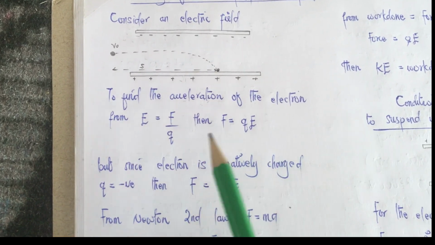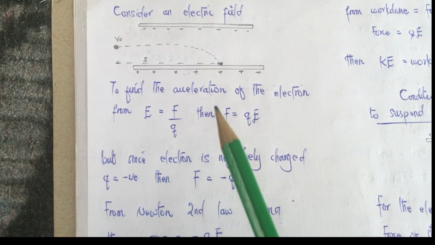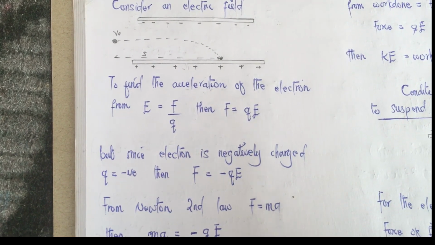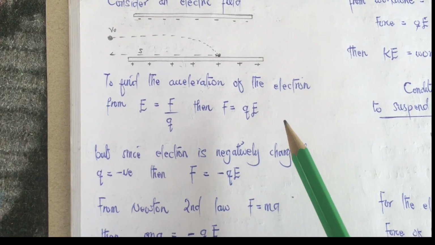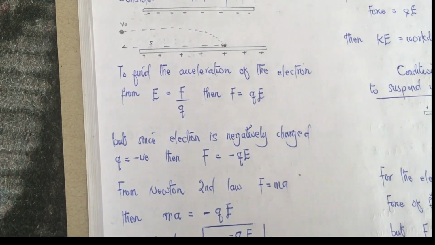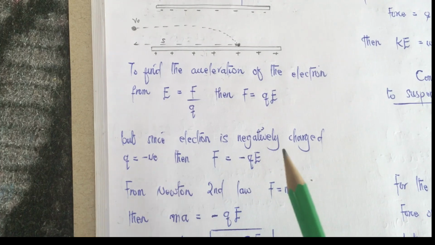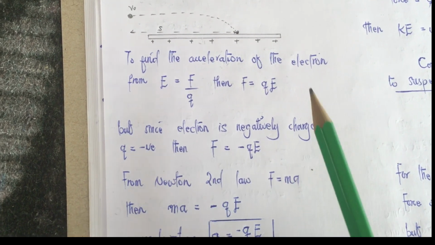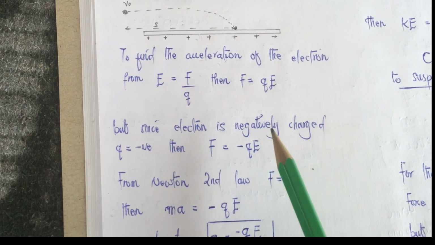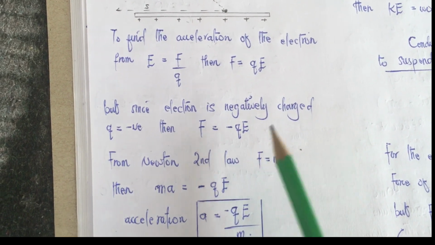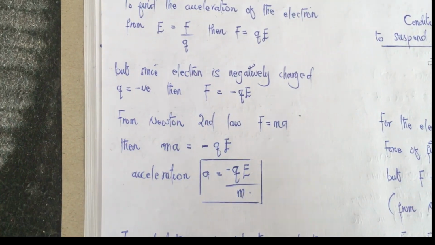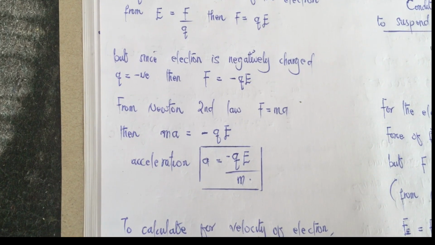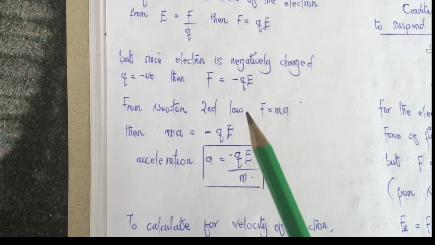So here, when we are asked to find the acceleration of the electron, we can find it from here. Our E, which is the electric field, is equal to force divided by charge. We can make force the subject. Our force is equal to the charge times the electric field. But since an electron is negatively charged, our Q will be negative. That's why our F will no longer be Q times E, but it's equal to negative Q times E. Then you can all remember from kinematics, from Newton's second law, our F is equal to ma.